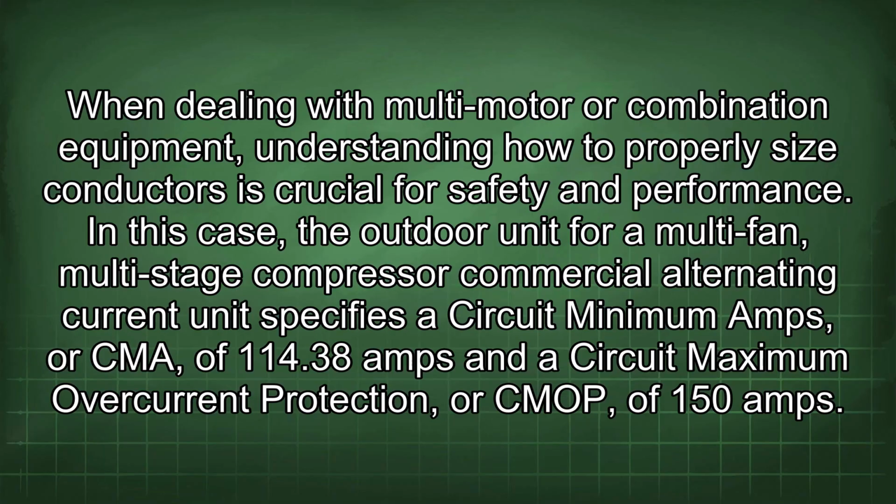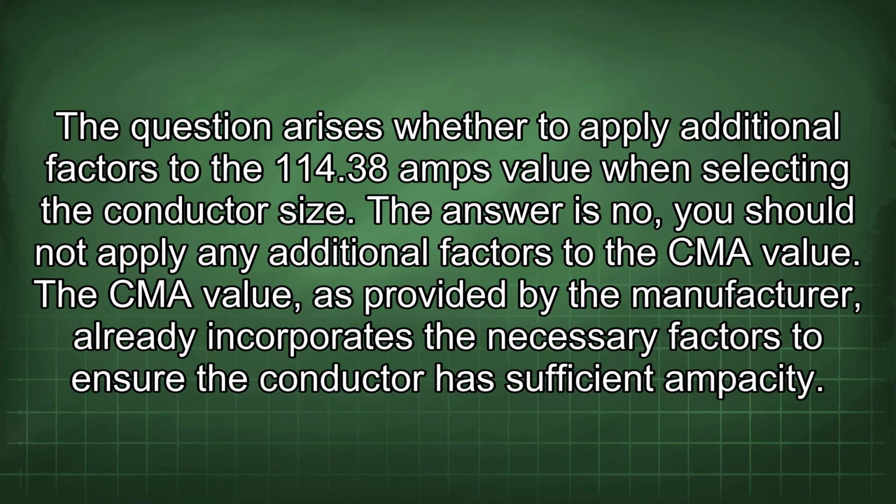When dealing with multi-motor or combination equipment, understanding how to properly size conductors is crucial for safety and performance. In this case, the outdoor unit for a multi-fan, multi-stage compressor commercial alternating current unit specifies a circuit minimum amps, or CMA, of 114.38 amps and a circuit maximum overcurrent protection, or CMOP, of 150 amps. The question arises whether to apply additional factors to the 114.38 amps value when selecting the conductor size. The answer is no, you should not apply any additional factors to the CMA value.